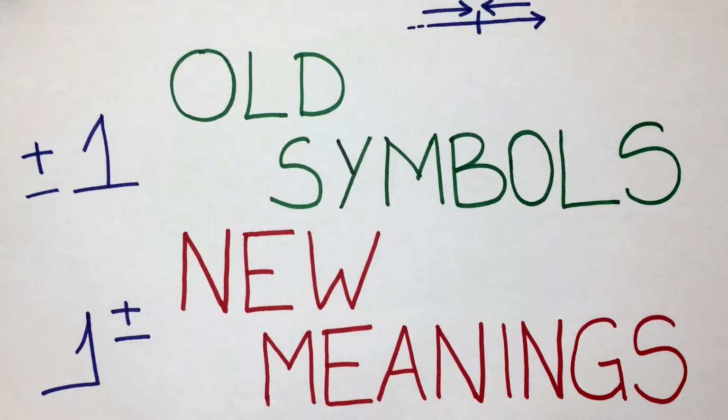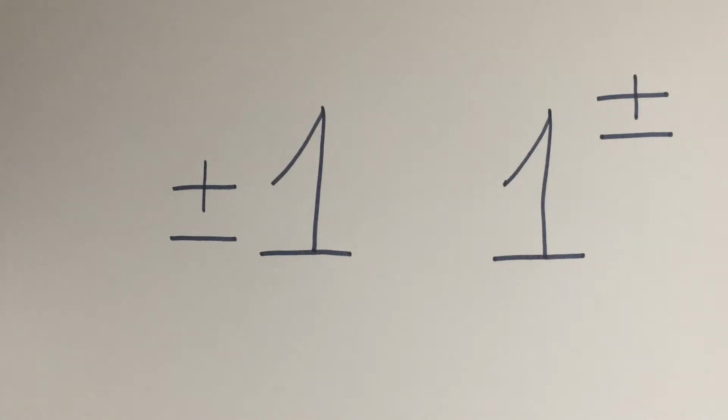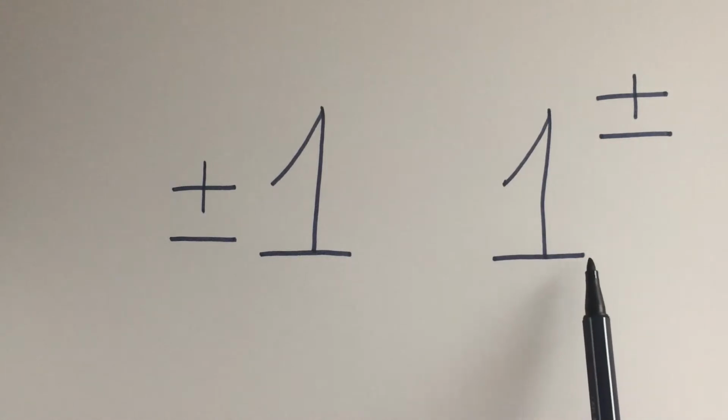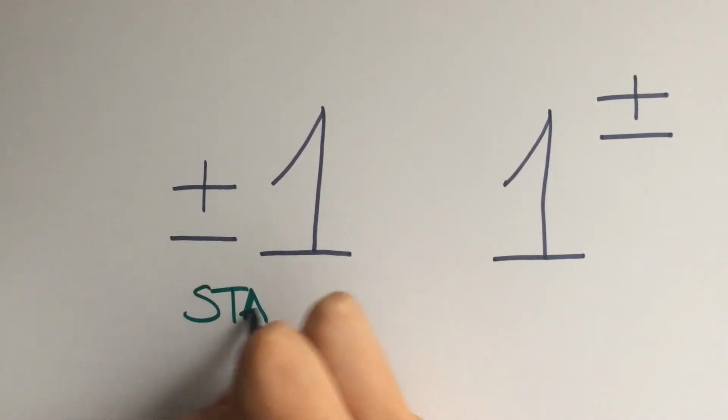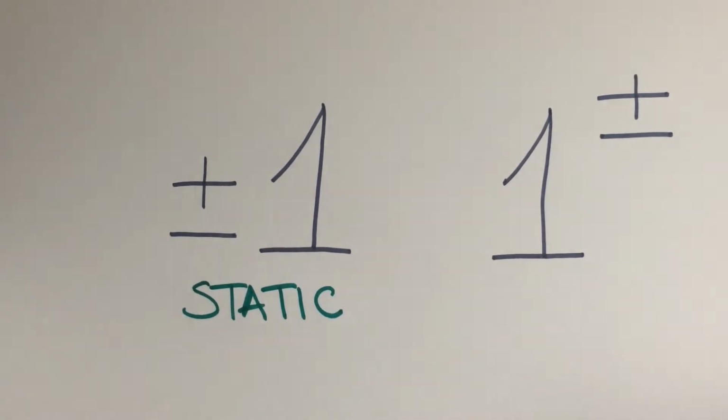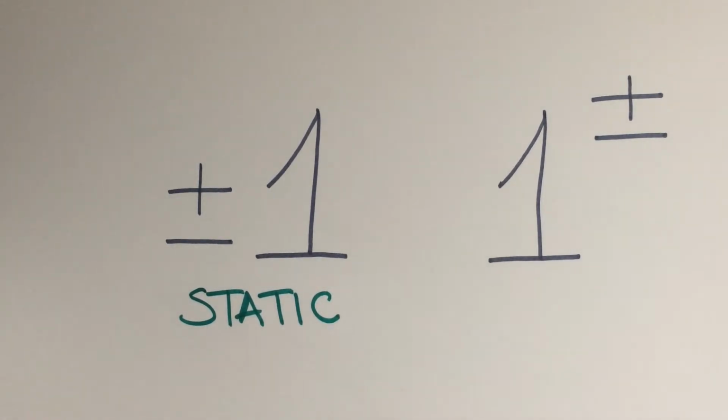Hi everyone! This video is meant to point out the differences between what, mathematically speaking, is called a static script and what is known as a dynamic script. For instance, let's analyze these two different writings, plus minus 1 and 1 plus minus. Even though they look quite similar to each other, there is a huge difference in meaning between them. In fact, the first one gives us static information, while the second one gives us dynamic information.